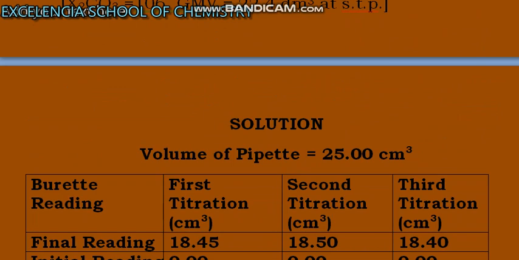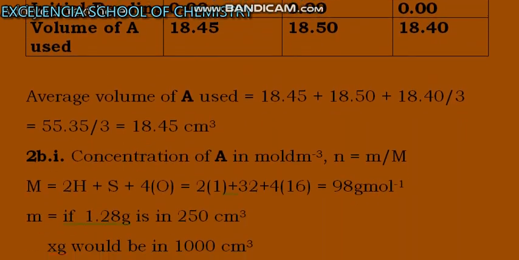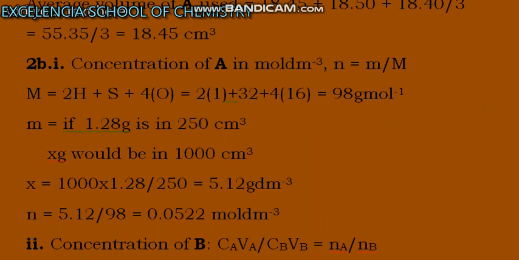When you go back to the question, you see that you were told that it contains 1.28 gram in 250 cm3. So you have to convert from 1.28 grams in 250 cm3 to find the concentration in gram per dm3. You make the statement like this: if 1.28 is found in 250 cm3, how many grams will be found in 1000 cm3? Of course, 1000 cm3 is 1 dm3. Making X the subject of formula, we see that the mass concentration is 5.12 gram per dm3. Of course, you have to find the molar mass of the substance. The molar mass is as stated here.